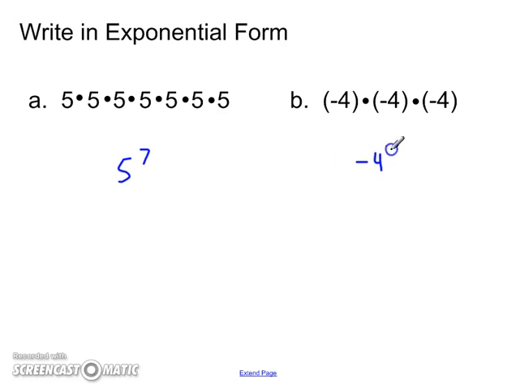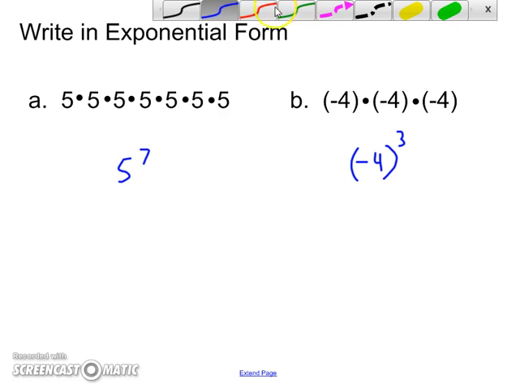Negative 4, and I will put it in parentheses, to the 3rd power. And the reason I will put it in parentheses, this is a side note, if I just write this, the power would only apply to the 4 and not the sign, okay? And in some cases, doing that will change the outcome. So when I have that negative there, I am going to definitely include parentheses around it so that I include the negative and the 4.